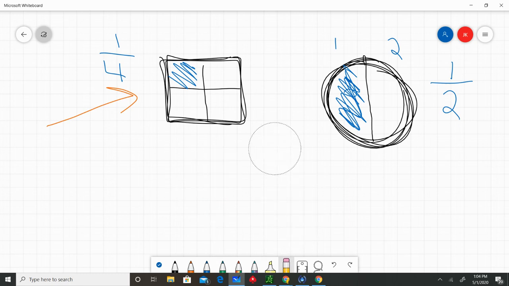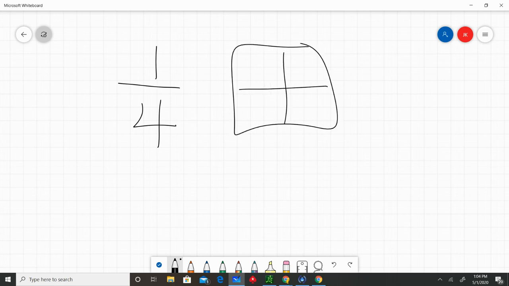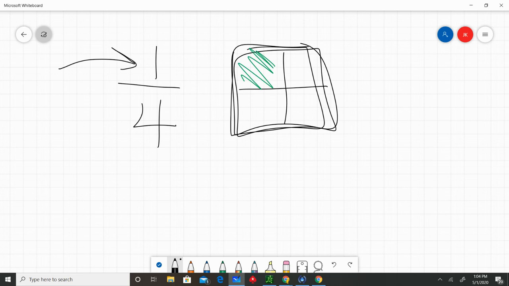Now we want to talk about the numerator and the denominator. Let's start with the numerator. That's another vocabulary word we need to know for our fractions. When I look at a fraction, let's look at 1/4, and I'll make the shape again. The numerator is the top number. A numerator shows how many parts of the whole are shaded or talked about. This whole shape is broken into four parts, and one of those parts is shaded. That names the numerator.